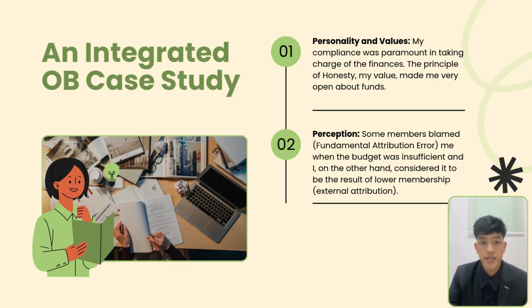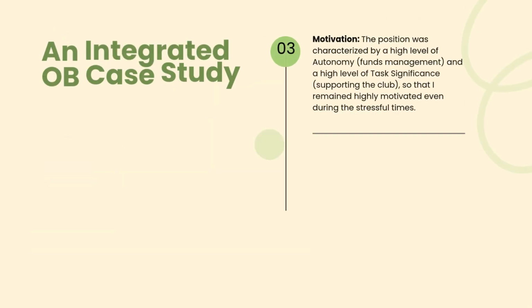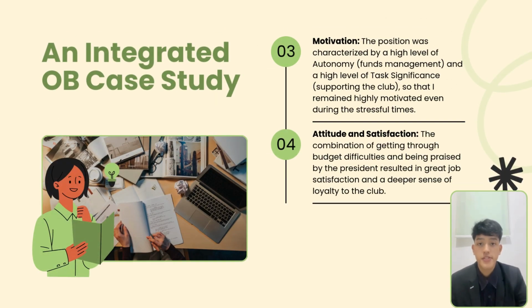When our budget fell short, it became a lesson in perception. Some members were quick to blame me personally, falling into the fundamental attribution error. Meanwhile, I saw the situation as an external issue caused by lower than expected membership numbers. Despite this, my motivation remained high. The role was rich in autonomy as I had control over managing the funds, and high in task significance because I knew my work was directly supporting the entire club.